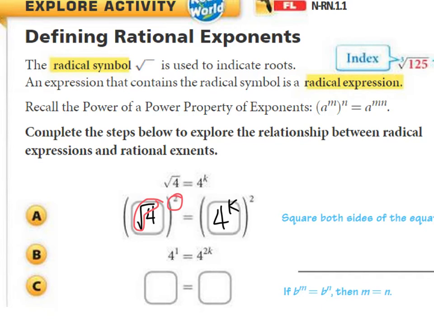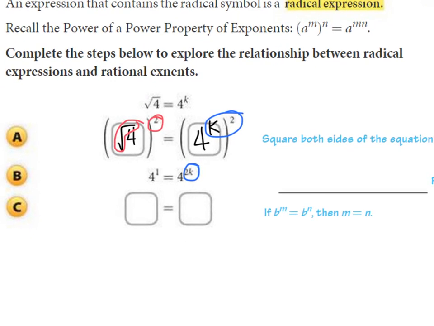Well, we know the power of a power, I think we said power to a power, same thing. So we multiply the k and the 2, which is where they got 2k. Well, this is logical: if the bases are the same and they're equal to each other, the exponents have to equal each other. So I know that 1 is equal to 2k.